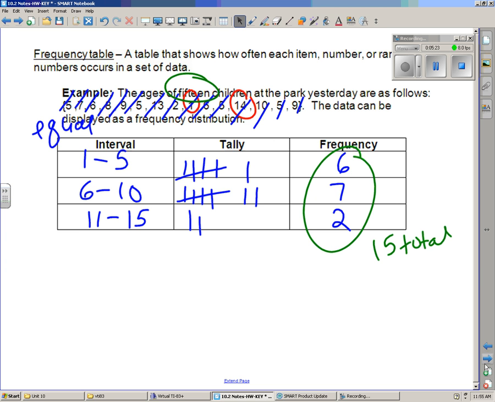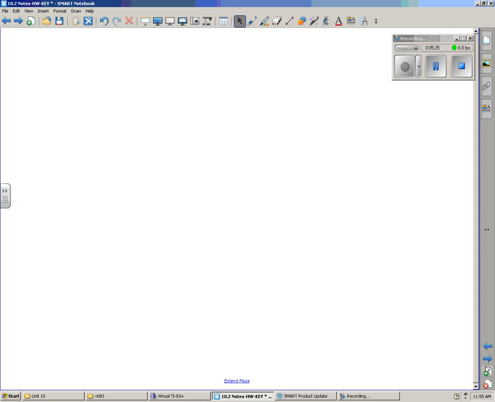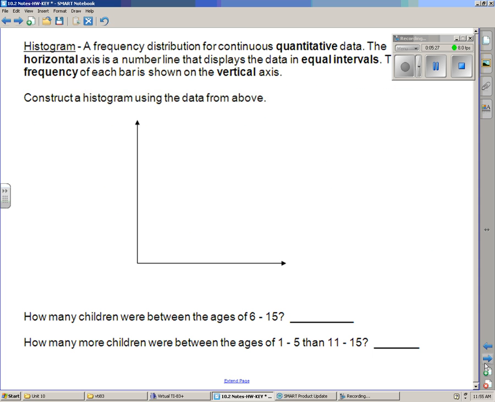So we're going to take this information, we're going to display it on a histogram. So a histogram is a frequency distribution for continuous quantitative data. The horizontal axis is a number line that displays the data in equal intervals, and the vertical axis will be the frequency. The frequency of each bar is shown on the vertical axis. You need to always make sure that you title and label your axes.